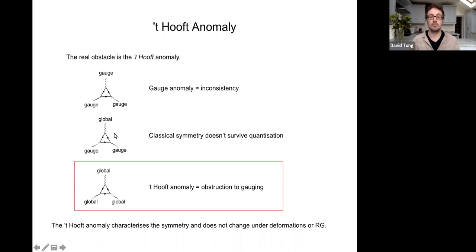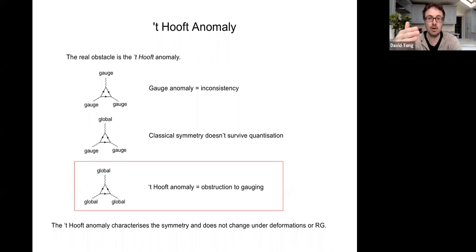The first kind of anomaly to be discovered is the axial anomaly, or the ABJ anomaly. In that case, you have 1 global symmetry and 2 gauge currents on the different legs. And again, when you sum over all the fermions in these diagrams, if you get a non-zero answer, what it's telling you is that the classical symmetry of the theory associated to this global current does not survive quantization.